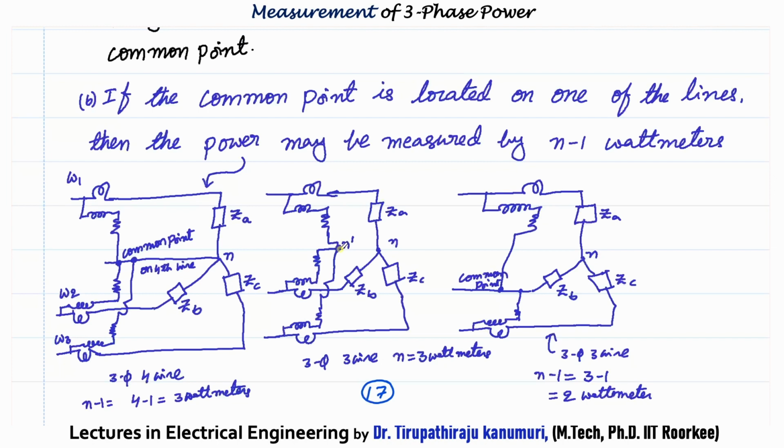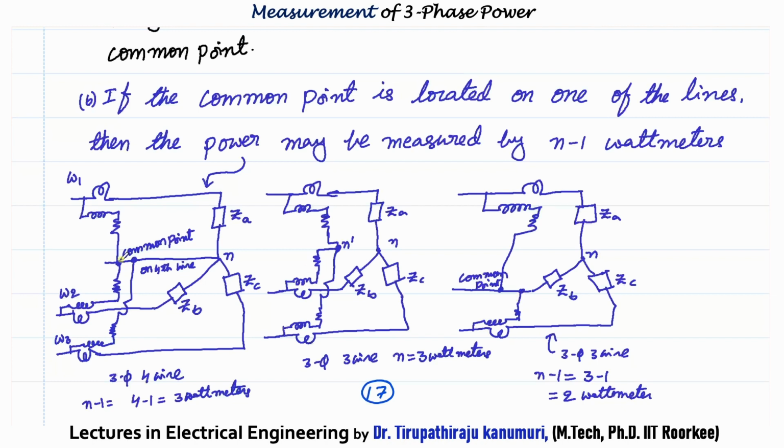Otherwise, if you take any one of the conductors or phases as the common point, then only 2 wattmeters will be required. You can see here that the current coil is connected in any two phases, and the pressure coil is connected between that respective phase and the third phase in which the current coil is not connected. You can see this pressure coil is connected to this point. Because the total number of conductors is 3, 3 minus 1, so 2 wattmeters are required.